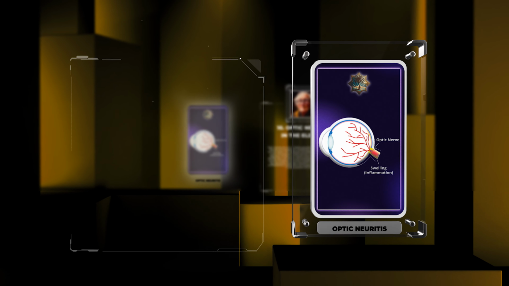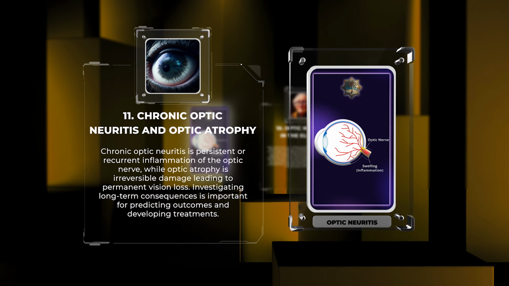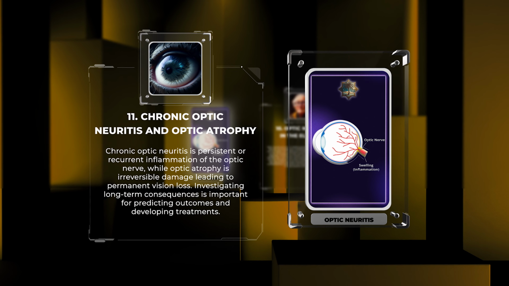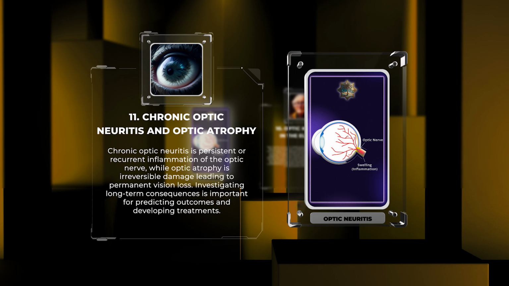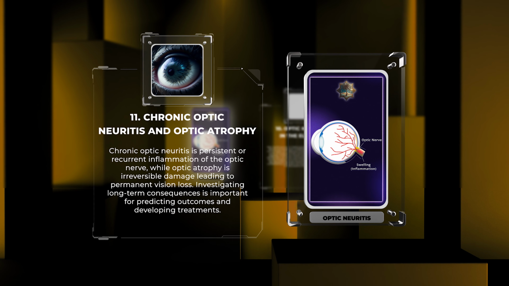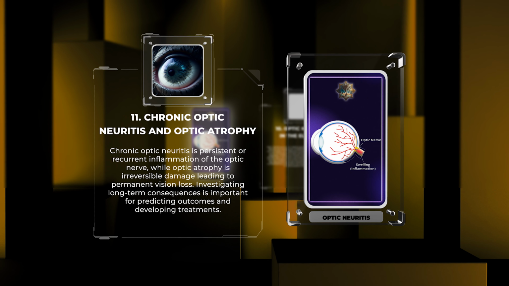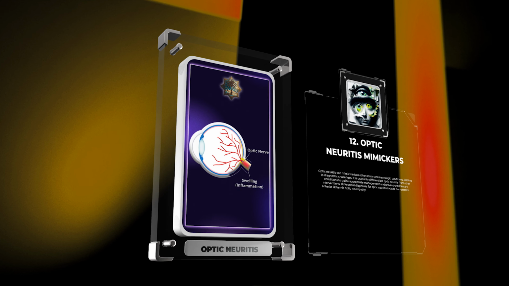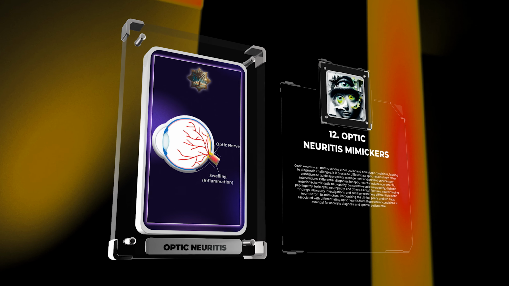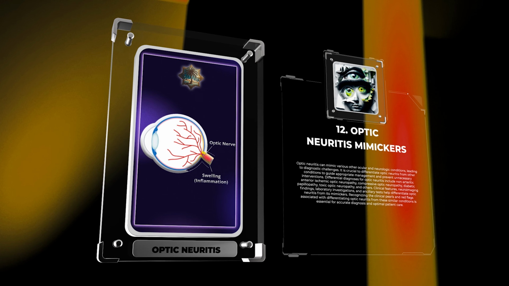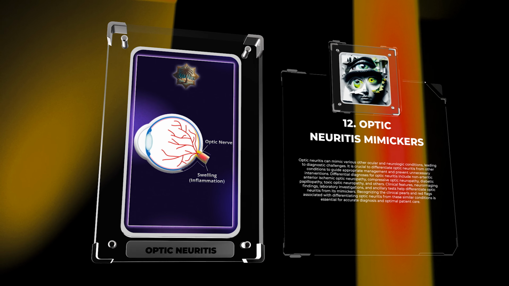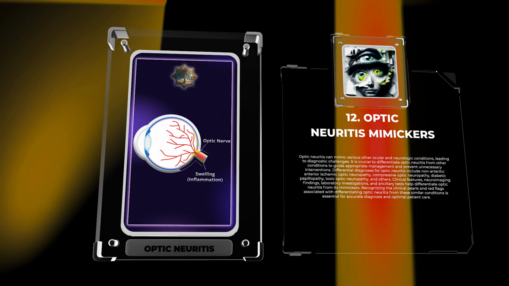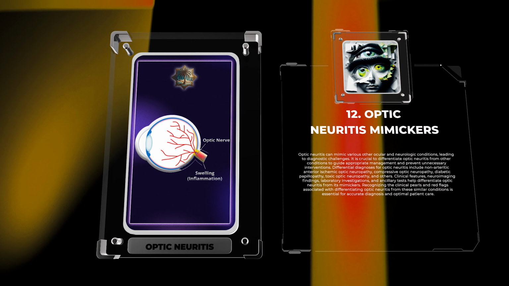Chronic optic neuritis is persistent or recurrent inflammation of the optic nerve, while optic atrophy is irreversible damage leading to permanent vision loss. Investigating long-term consequences is important for predicting outcomes and developing treatments. Optic neuritis can mimic various other ocular and neurologic conditions, leading to diagnostic challenges. It is crucial to differentiate optic neuritis from other conditions to guide appropriate management and prevent unnecessary interventions.